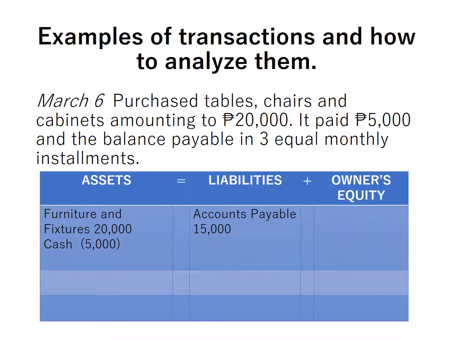March 6, the business purchased tables, chairs, and cabinets amounting to 20,000 pesos. It paid 5,000 pesos and the balance is payable in 3 equal monthly installments. Furniture and fixtures increased by 20,000 pesos. Cash decreased by 5,000 pesos. Accounts payable increased by 15,000 pesos.